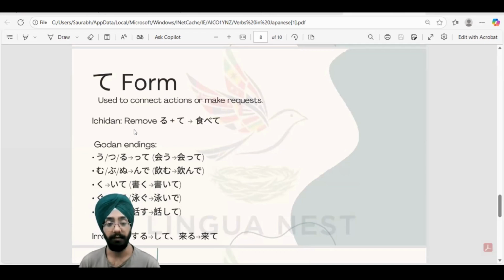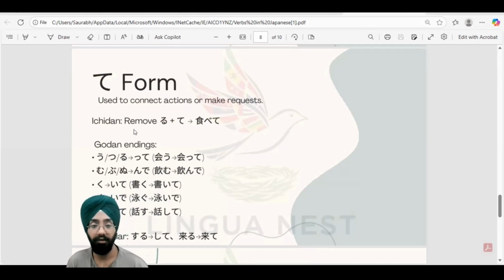The next group is mu, bu, and nu sounds. For these sounds, we add nde. For example, nomu, nonde. The n sound and de. Nonde, asonde. Asobu, asonde. Nomu, nonde. Nomu is to drink.